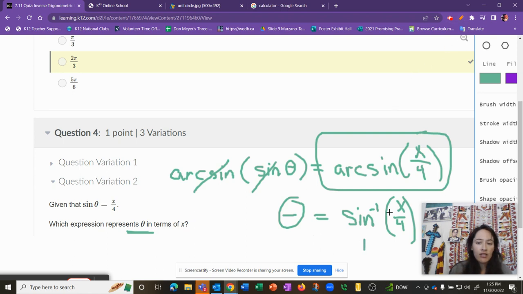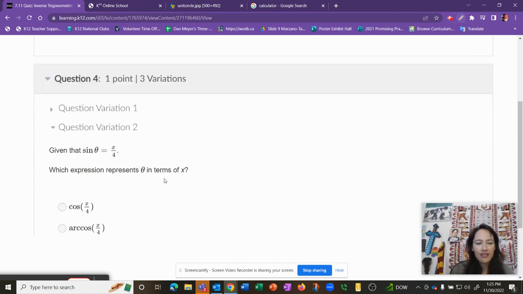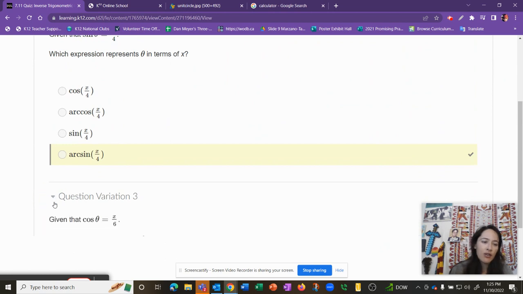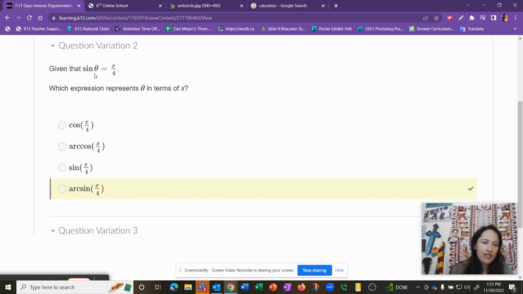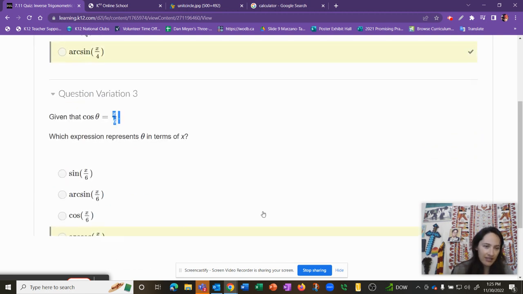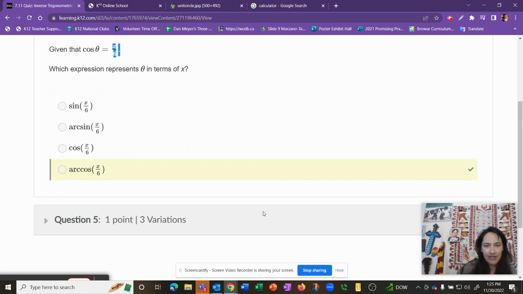Sometimes x equals 1, sine of 1/4. Sometimes x will equal 2, sine of 1/2 again. Okay, let me look at the last one. Hopefully it's cosine. Yay, it's cosine. Well, if sine theta equals x over 4, and this is arc sine x over 4, wouldn't it make sense that this would just be arc cosine of x over 6? Yes, the same strategy applies.